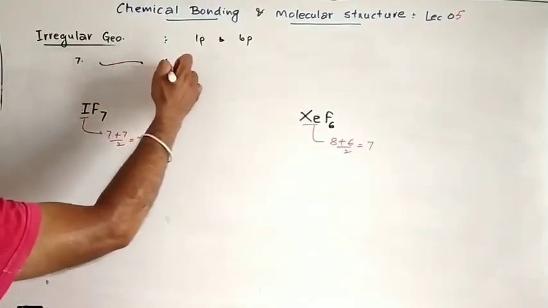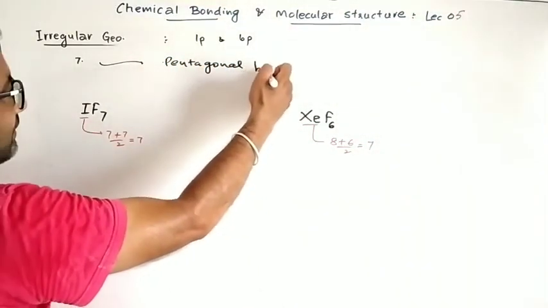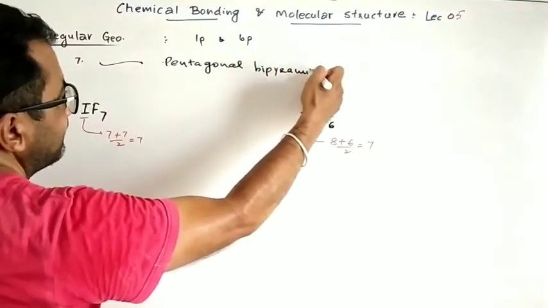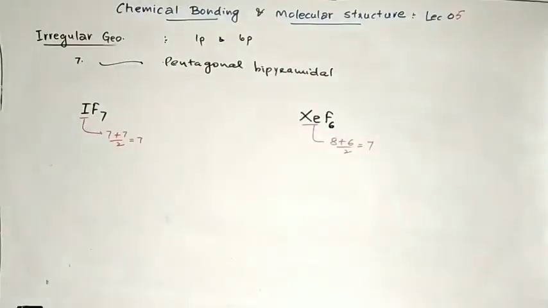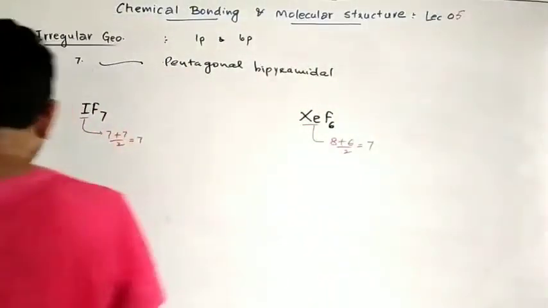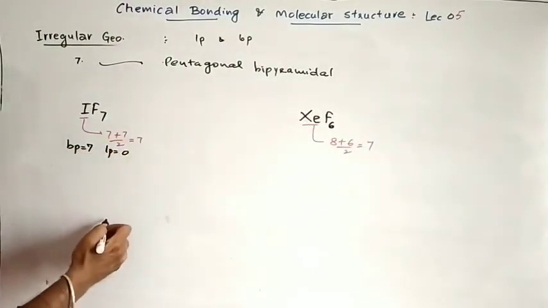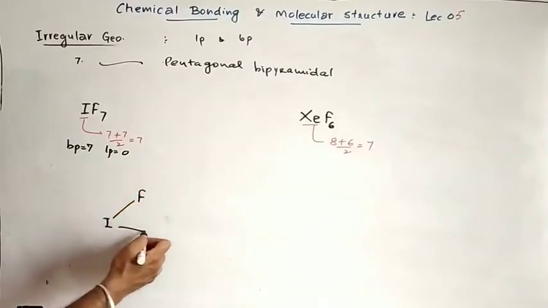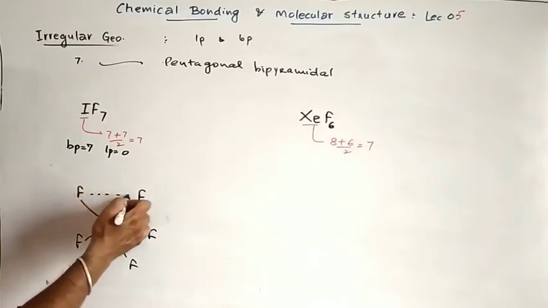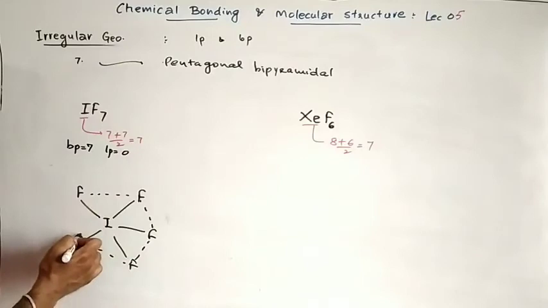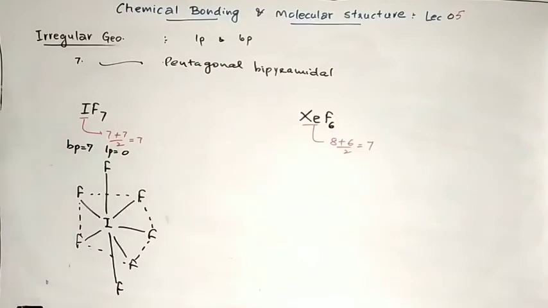What is the geometry of 7? It is pentagonal bipyramidal. This is the regular geometry of 7 electron pair molecules. So here you can see bond pairs are 7, lone pair is 0. So regular geometry is that you put fluorines in pentagon form, and they are in one plane at an angle of 72 degrees. One fluorine above, one fluorine below, at 90 degrees.